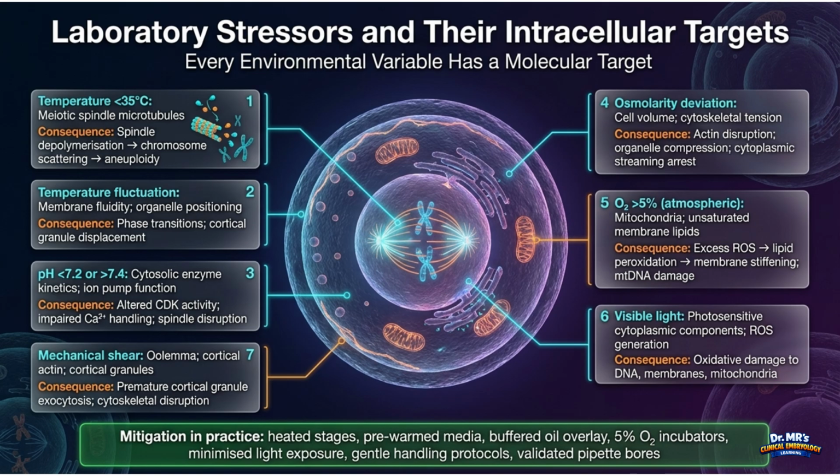If the damage exceeds the oocyte's repair capacity, development arrests. This is exactly why the lab protocols are so incredibly rigid. We culture in 5% oxygen to starve the ROS generation process. We supplement media with antioxidants to scavenge whatever radicals do form.